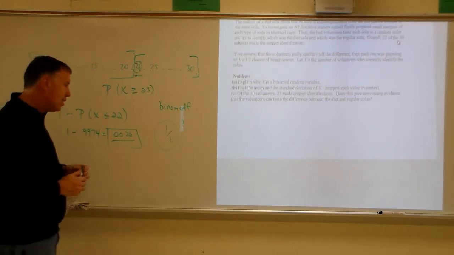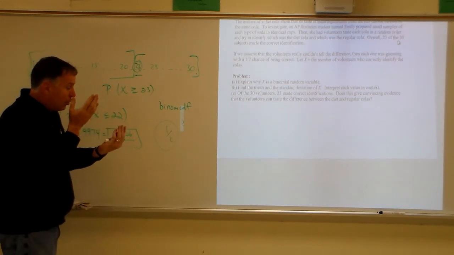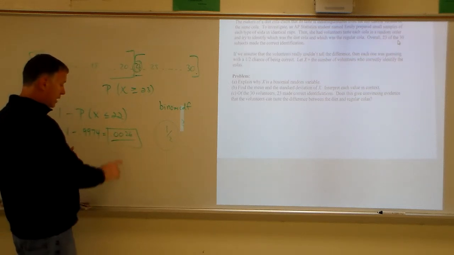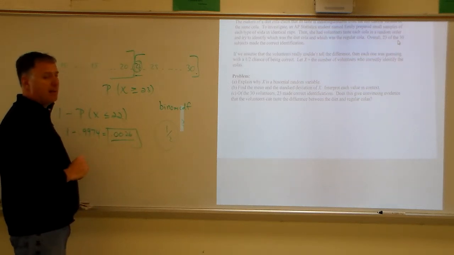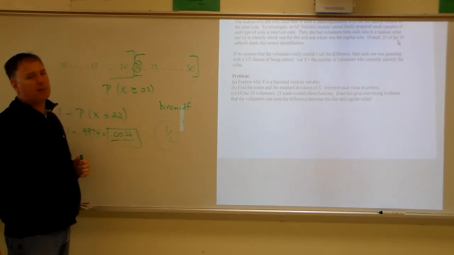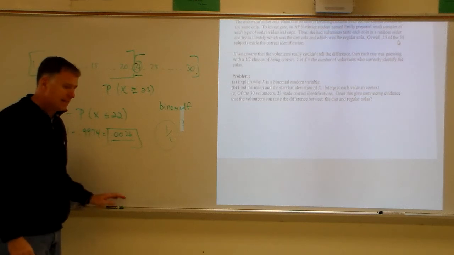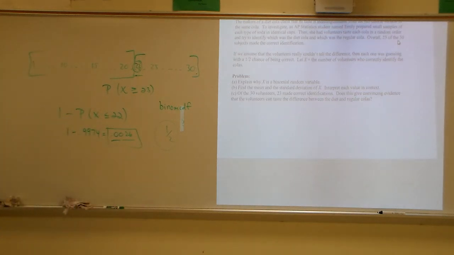Because the way that we did this was, if they were really guessing, if they really didn't know, there's only a 0.0026 chance of it happening. That's a very small probability. So then you think there's something going on there. Okay, that's how the statistics work. You'll see that over and over again.